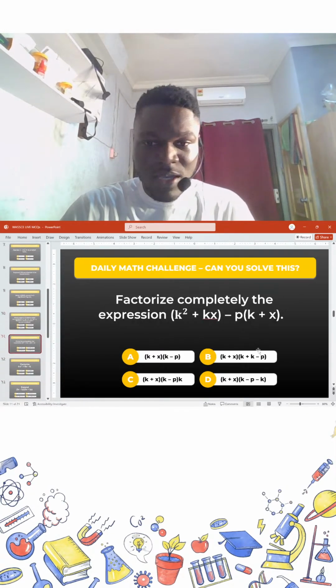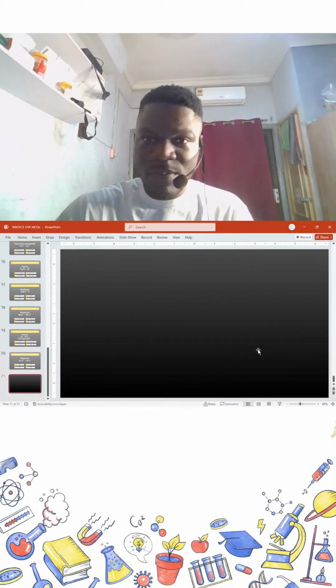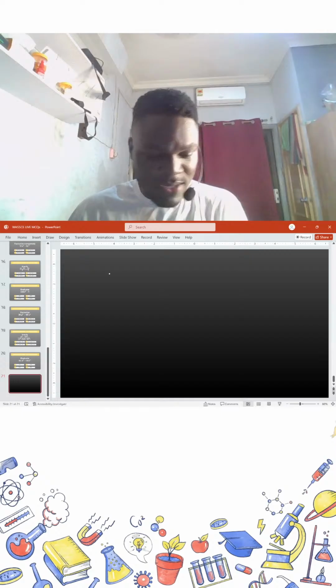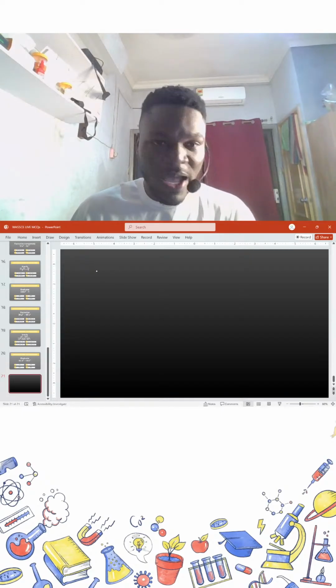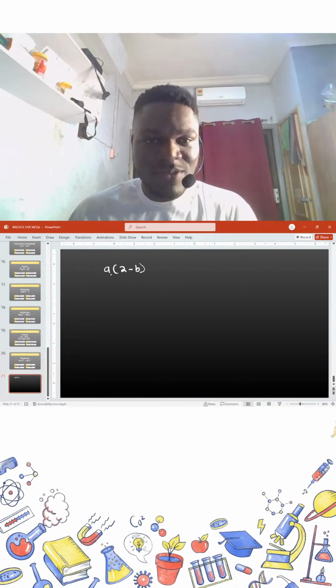So just as a way of demonstrating, let me show you what I mean by that. If I come to this blank canvas over here, let's say I have the expression a into bracket 2 minus b, right? And I want to expand this. So I just use the a to multiply the 2. So I have 2a here, minus a multiplied by b will give me ab. So this becomes my expansion.